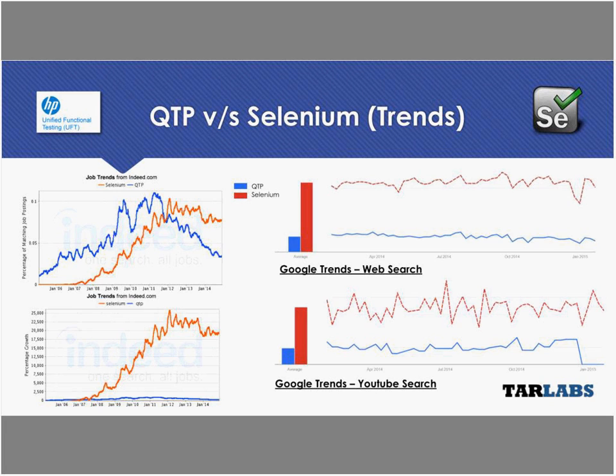The lower one shows the percentage growth. QTP's percentage growth has been quite stable, but Selenium has really caught up. So percentage-wise, the number of jobs has grown higher compared to what QTP did.